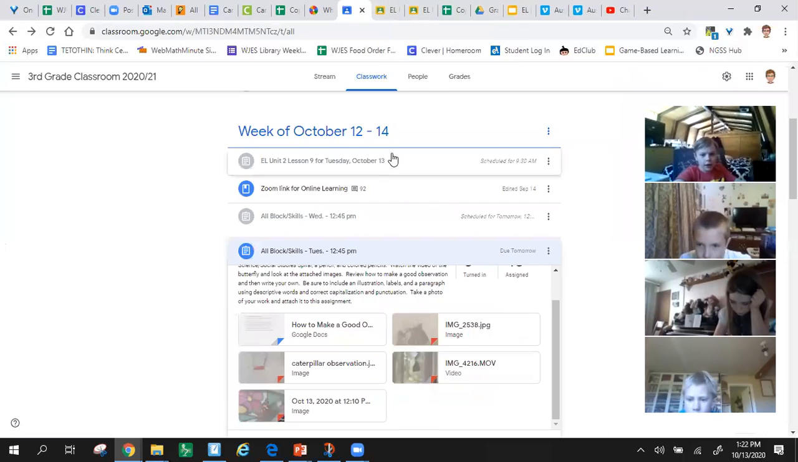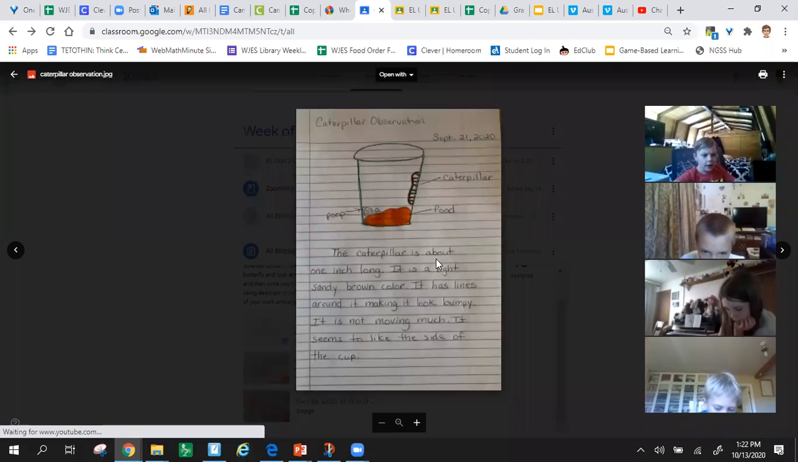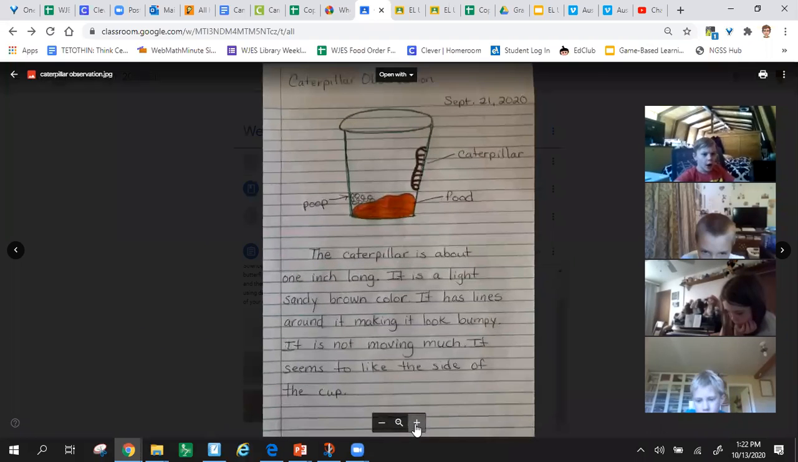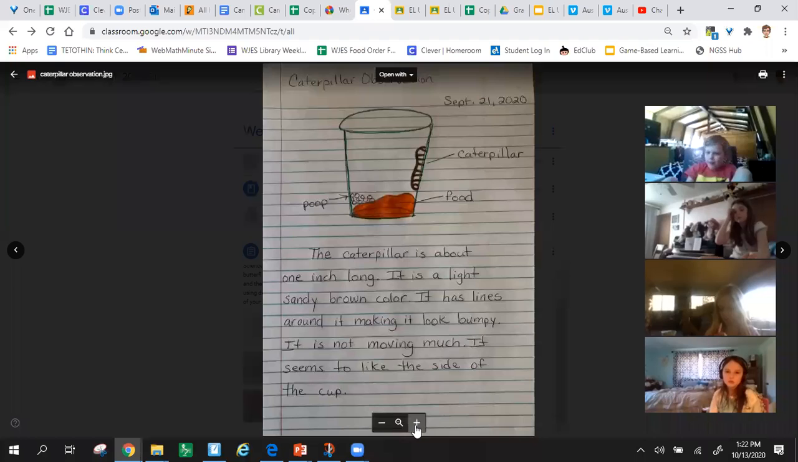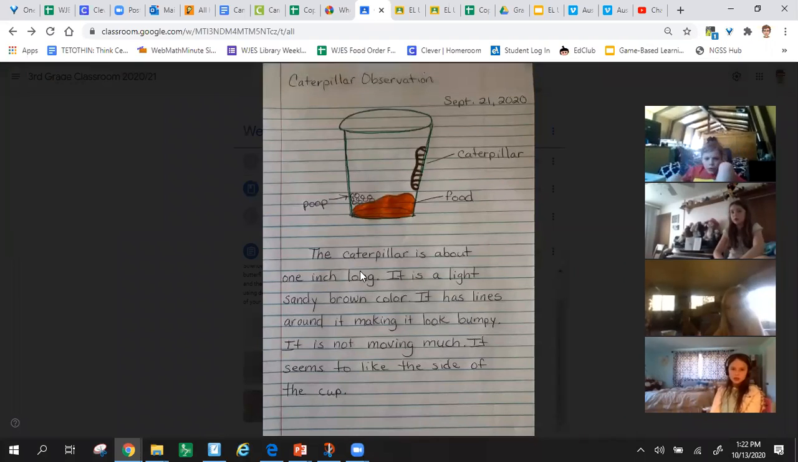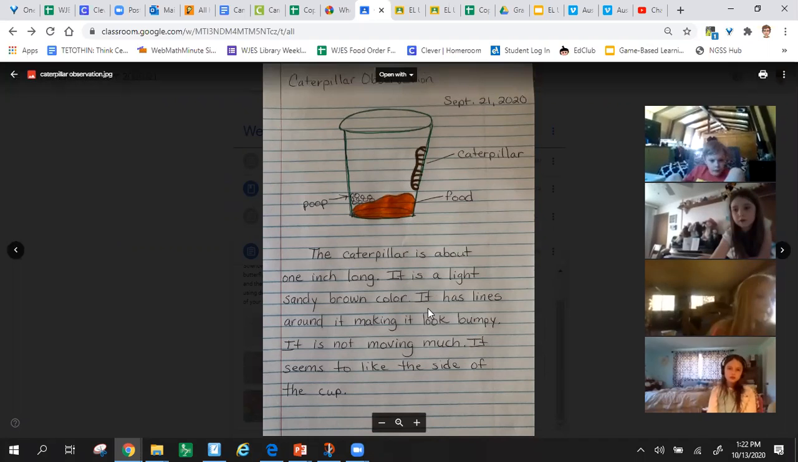All right, the other thing I wanted to show you, just a reminder, this was an example we did a long time ago because I'm not going to redo it. I want to give you plenty of time to work on yours. Here's where the date goes. You put your picture, your diagram here. You're going to label the parts. Then you're going to write in complete sentences. The caterpillar is about 1 inch long. It is a light sandy brown color. It has lines around it, making it look bumpy.